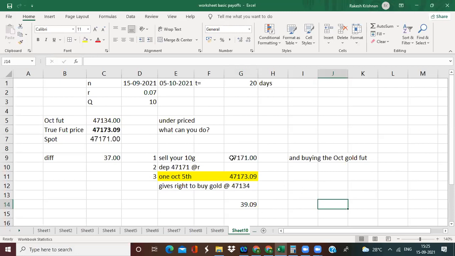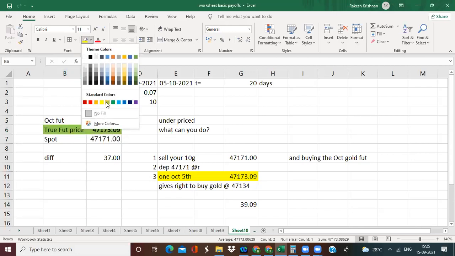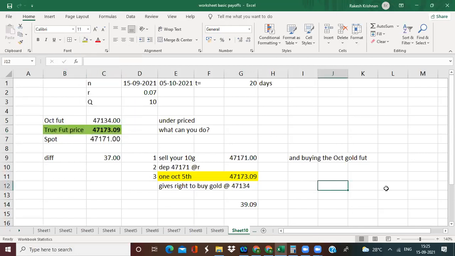So when you sell the gold and buy the futures, selling pressure will bring down the spot price of the gold. Buying of the futures will lift the futures price of the gold. And finally, the price will settle at the theoretical level. This is what happens in a real market when the prices are trading away from the theoretical level.